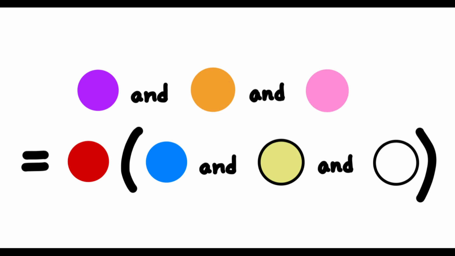My last example is color mixing. Take, for example, purple, orange, and pink. The artist in the room might notice that the common color in mixing those colors is red, so if we extract red, then we would get red on the outside and blue, yellow, and white on the inside.